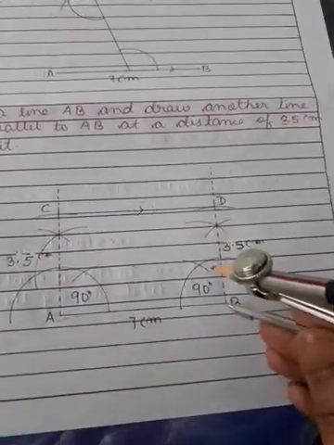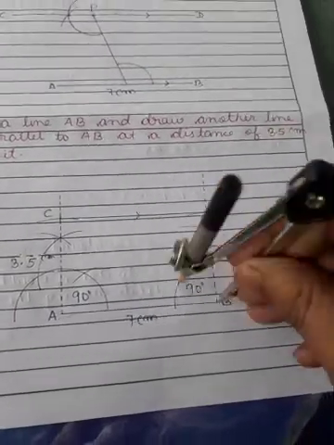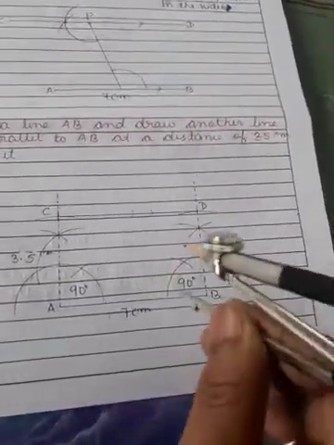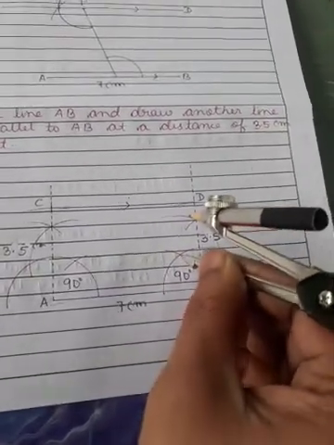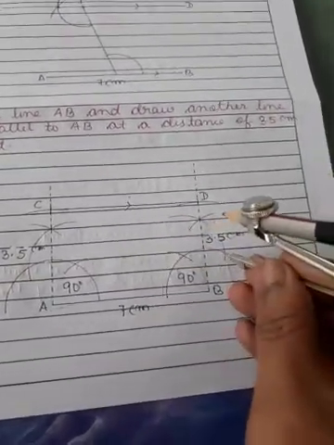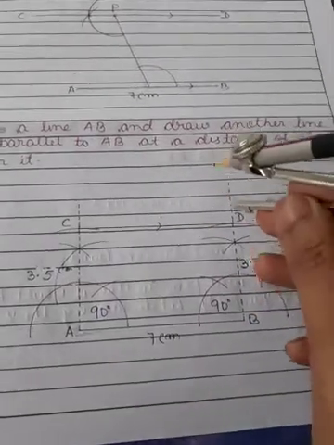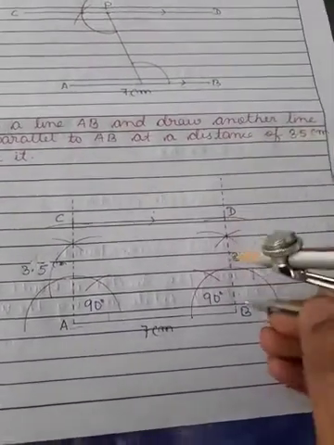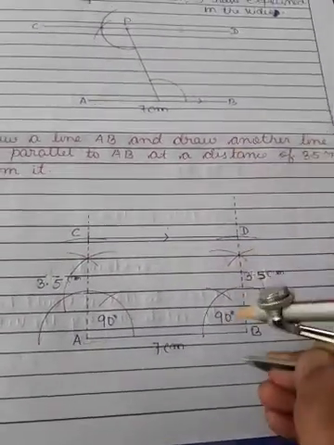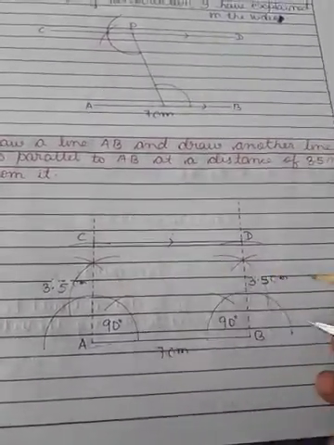Similarly, on this side also you will draw a 90 degree angle. Draw one arc like this, then keep the compass at this point, cut one time, then once again keep here and cut here. Then draw the 90 degree here also, and with the help of a scale draw a dotted line. So this is our 90 degree.